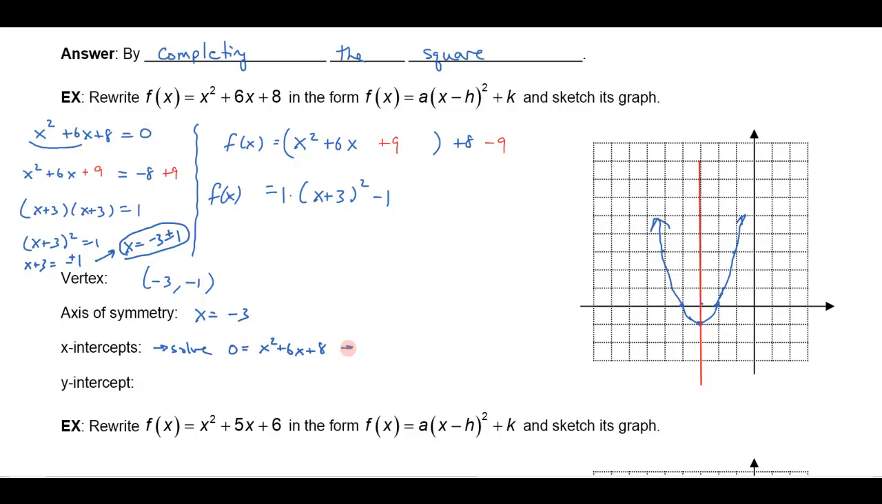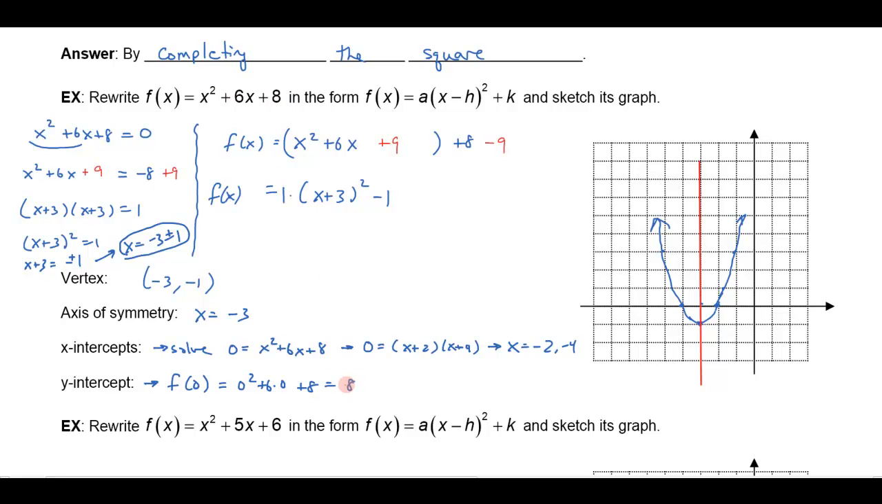Or, of course, this one was easy enough. You could have just factored it, right? 0 is x plus 2 times x plus 4. And there you'd get that x is -2 or -4. The y-intercept is where x is equal to 0. So the y-intercept is f of 0. And if I plug in 0, I'm going to get 0 squared plus 6 times 0. I love plugging zeros in these, don't you guys? And then just plus 8.